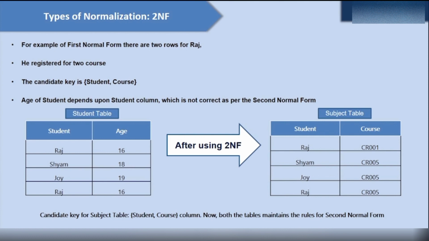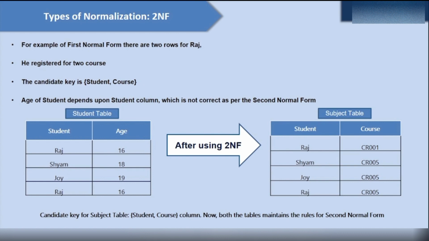So here, what we need to do is divide our data set into 2 parts, where there will be no dependency with the primary key, right? So you can see we have the student table and the subject table, or you can say the course table. In one table, we have the student column and the age column, which are not dependent on each other. In the second table, we have the student column as well as the course column, which again are not related or dependent on each other, right?